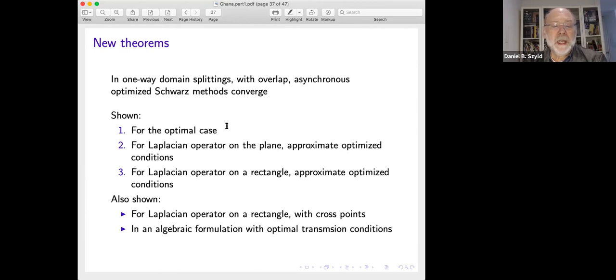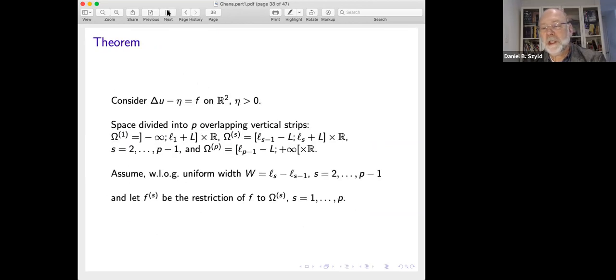We showed it for the optimal case. We showed it for the operator for the Laplacian on the plane with approximate boundary conditions, not optimal. And also more recently on a bounded domain, on a rectangle. We also have it with cross points, not just stripes. We are able to do this in a total algebraic fashion as well, again, for this one-way splitting. I will not go over all the details, or almost no detail, but just to give you a flavor.